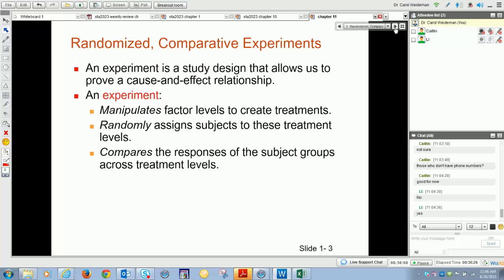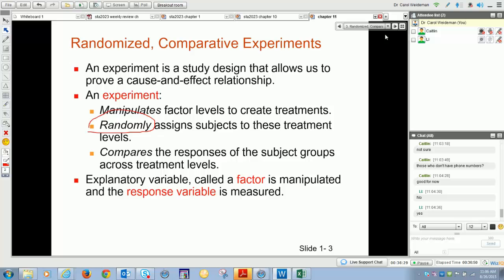An experiment manipulates factors to create treatments, randomly assigns the subjects to the treatment groups, and then compares the responses of the groups across the treatment levels. Notice here the random part is not a random sample, but we randomly assign the treatments to the subjects. So the randomness comes at a different point in an experiment. The explanatory variable is called a factor, and then we measure some response variable. The thing that the researcher manipulates or changes is called the explanatory variable.